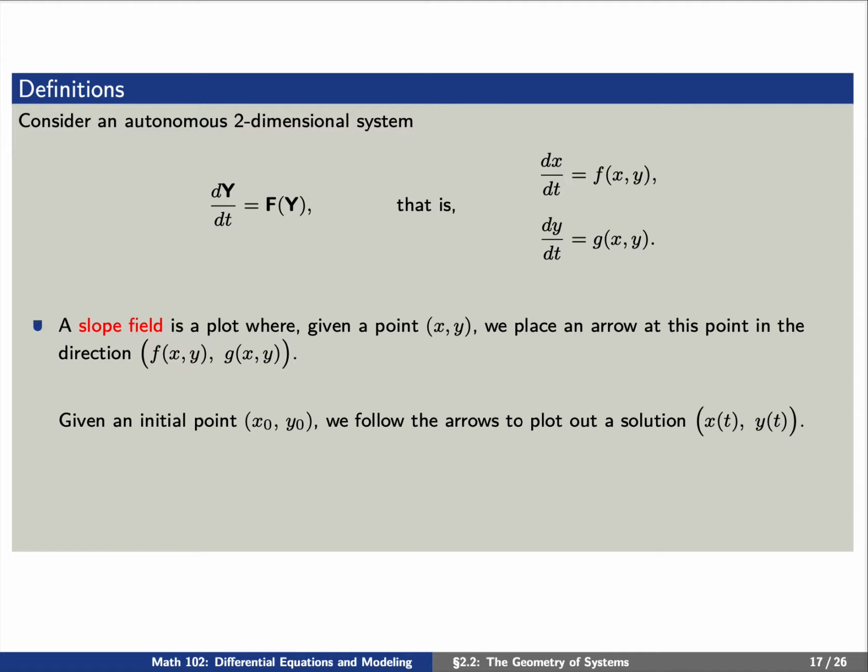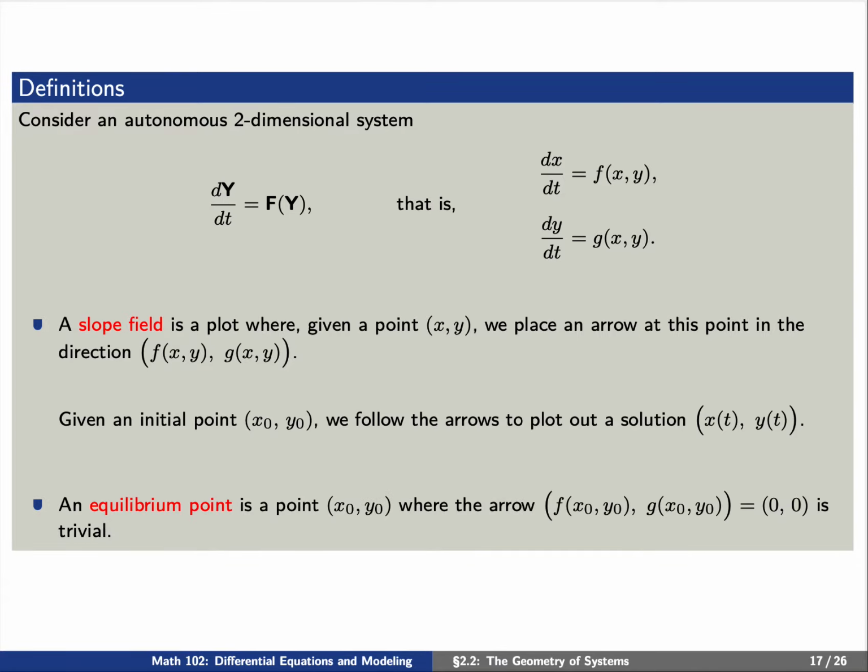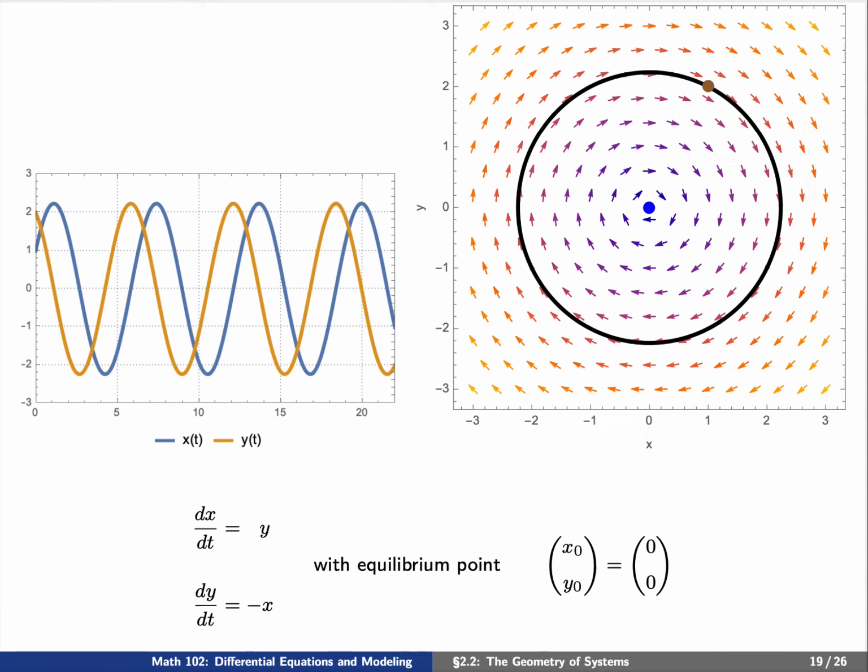Given an initial point x0, y0, we simply follow the arrows in order to plot out a solution x of t, comma y of t. An equilibrium point is a point x naught, y naught, where the arrow f of x naught, y naught, comma g of x naught, y naught equals the origin. That is, this arrow is trivial. Let's now discuss a few examples of these concepts.